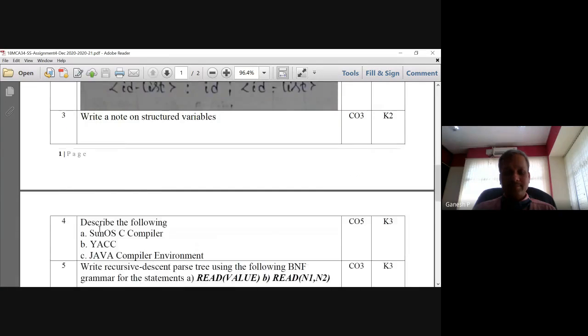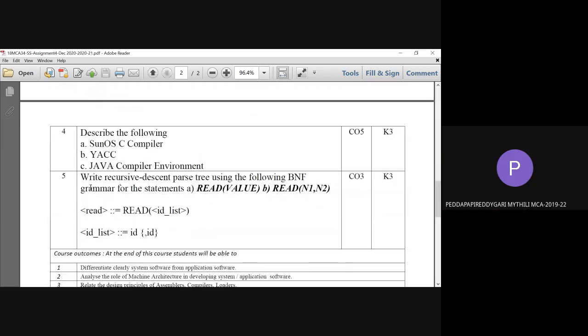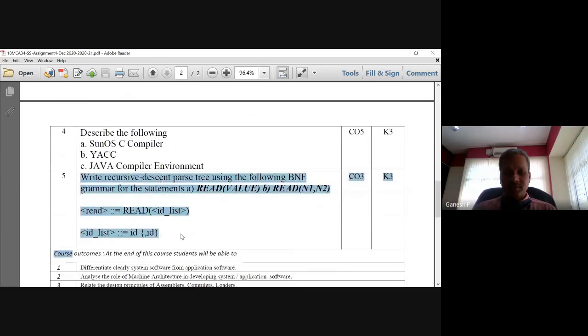Anything else? So, the last question. There are two inputs given. One is read value, the second is read n1 comma n2. Simply by looking at it, we can say the first one is a valid one, the second one is also a valid one, probably.